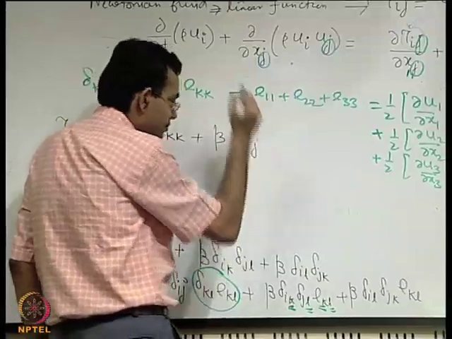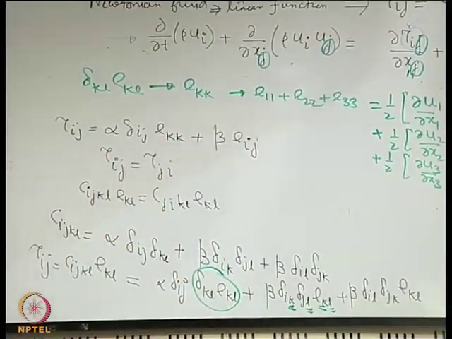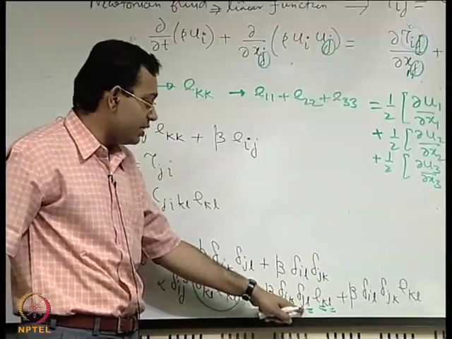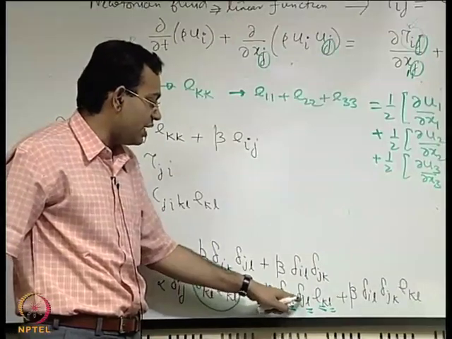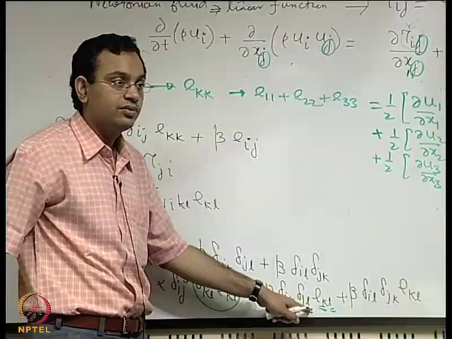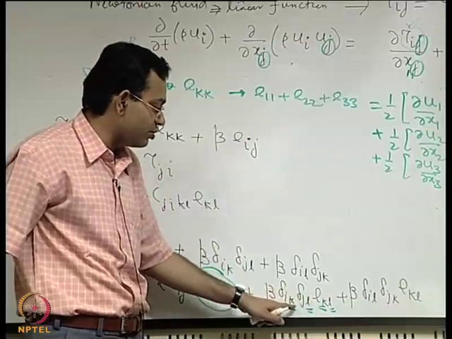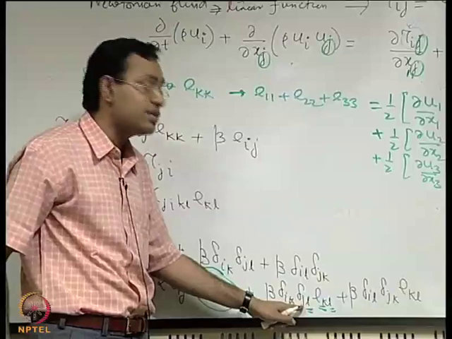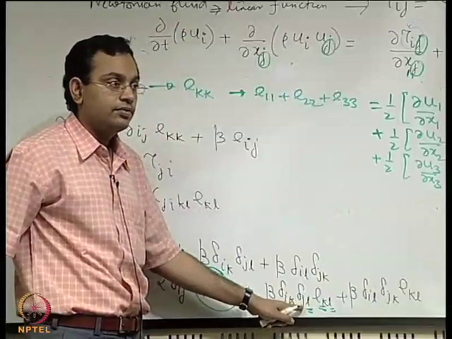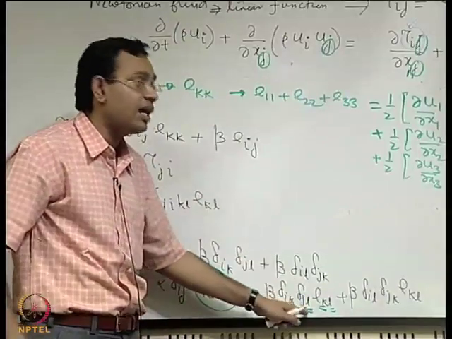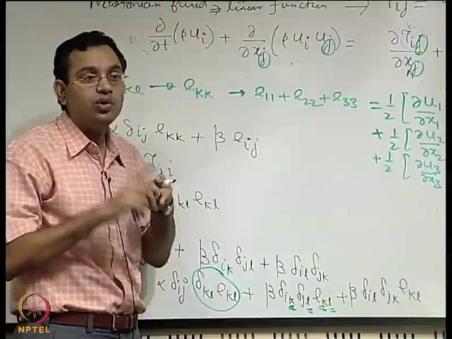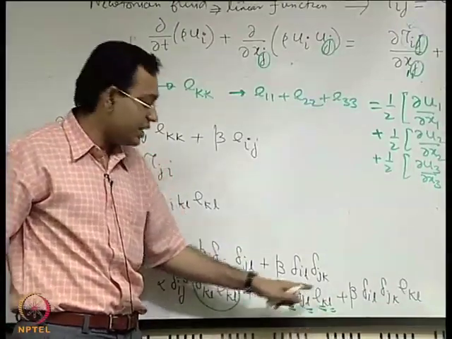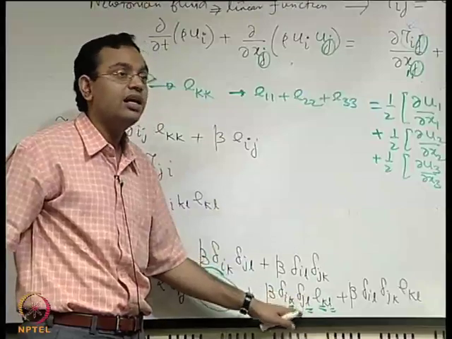E ij, because this i and j should be something for which delta ik and delta jl are non-zero, and that is there when k becomes i and l becomes j, because you are writing a summation over k and l. You are trying to find out those values of k and l for which this term is not 0, and that is only k equal to i and l equal to j.